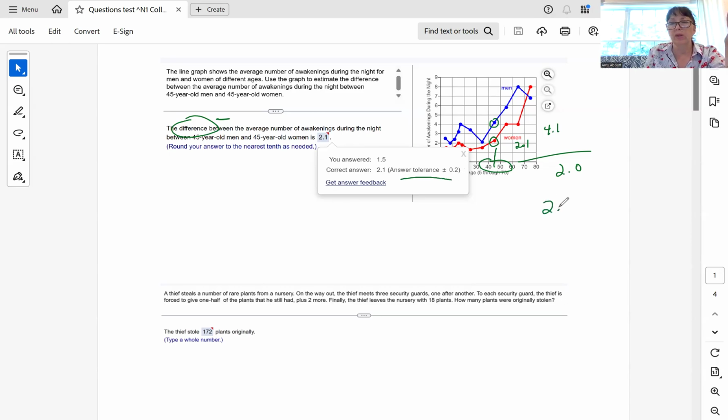So that means they would take an answer between, let's see, plus or minus 0.2 of their answer. So they give it the correct answer for between 2.3 when you add 0.2 and when you subtract 0.2, 1.9. And my answer is within that tolerance. So my answer of 2 would have been okay. The person who did this said 1.5, which is outside the tolerance of it.